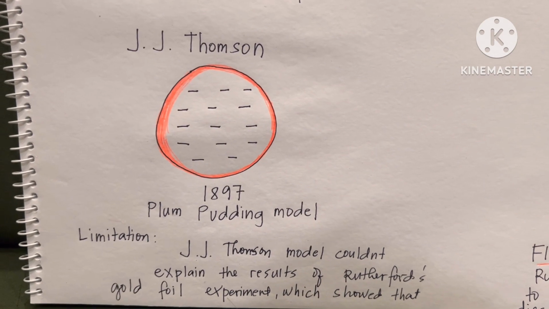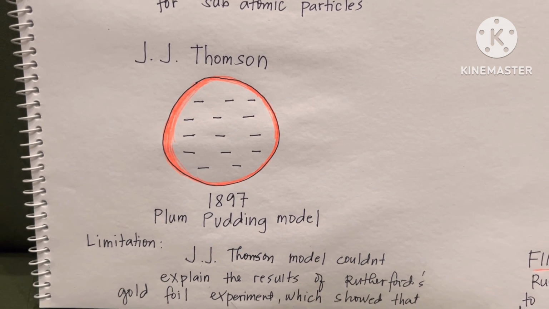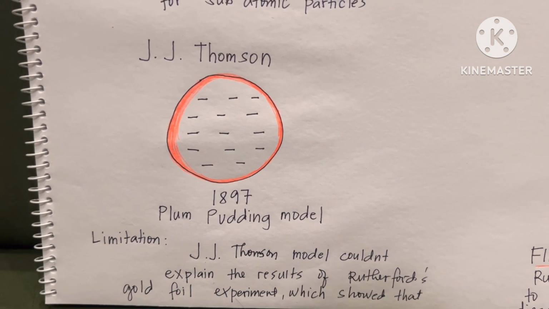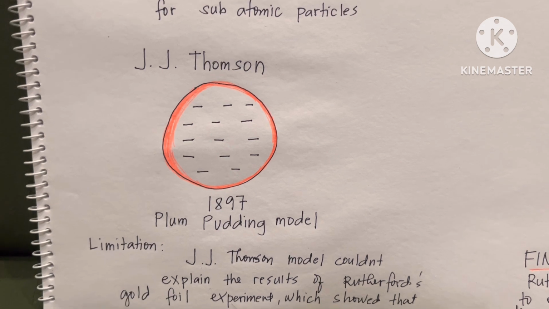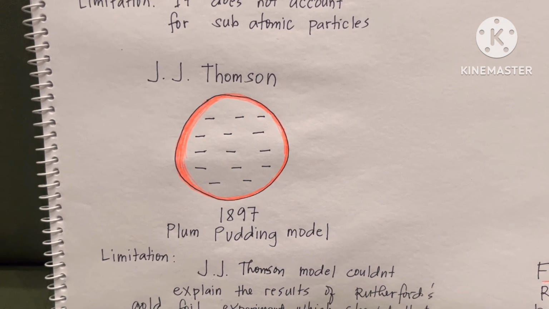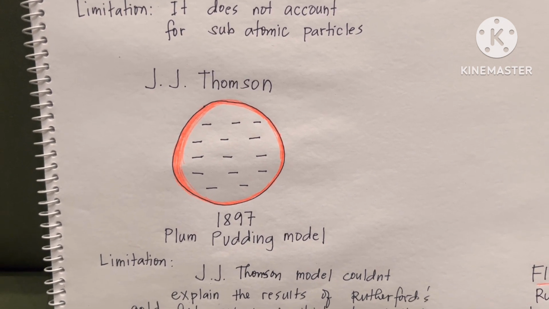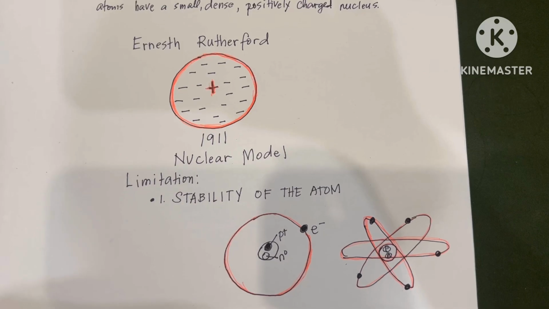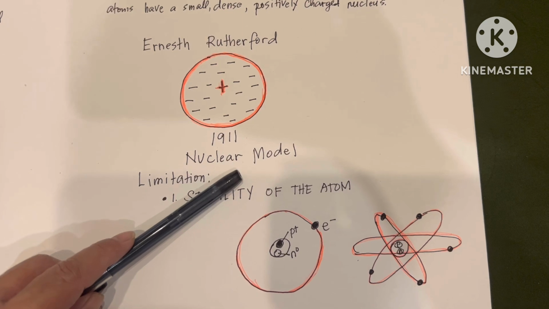Next, we have J.J. Thomson, whose model is called the plum pudding model. What is really the limitation of this model? So J.J. Thomson was able to discover the presence of the negatively charged particle, but he couldn't explain the results of Rutherford's gold foil experiment, which showed that atoms have a small, dense, positively charged nucleus.